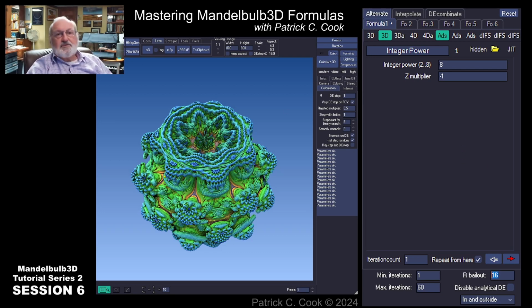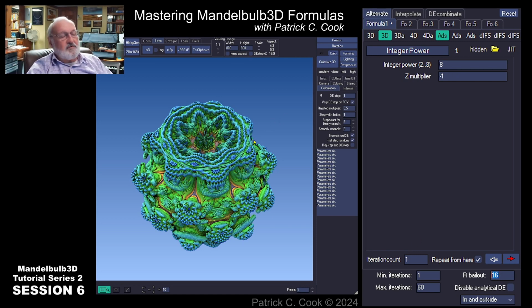So this graphic right here, basically what happened is that the formula integer power assigned to formula slot number 1 was run with an iteration count of 1, so the formula ran 1 time, boop, like that. All right, with an R bailout of 16.